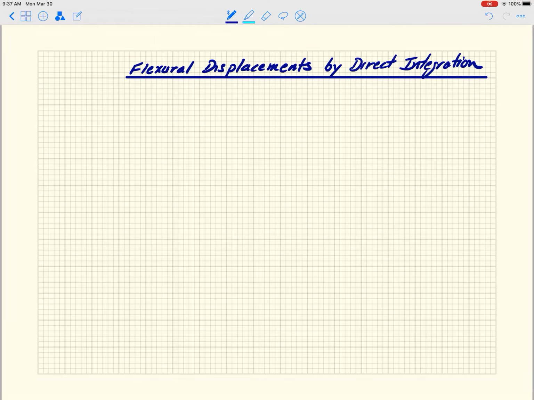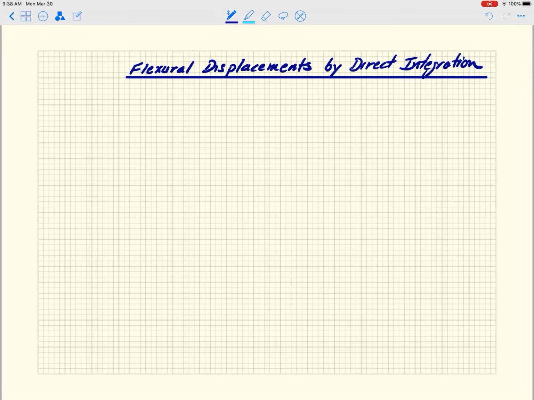All right, so this is the fifth online sort of canned lecture that I'm putting together. So we're now leaving moment diagrams. As you'll see, we need the moment diagrams to complete this sort of activity. But that's not really the goal here. The goal is to calculate displacements.